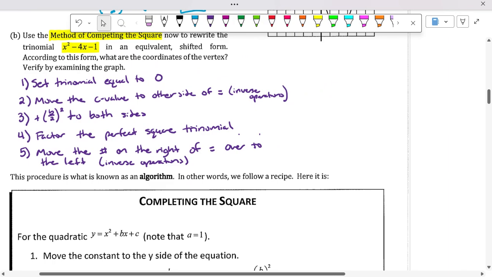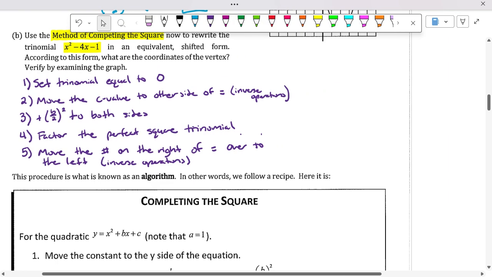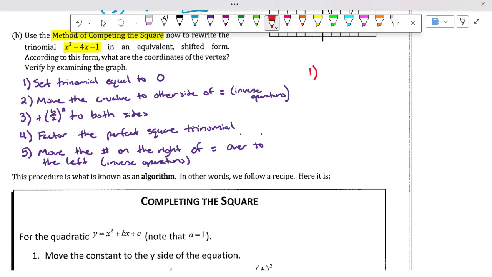So let's actually do those steps in order. So step 1, I want to set x squared minus 4x minus 1 equal to 0. Now I do that because when I move things to the other side, it just makes my life easier. So step 2 is to move my c value to the other side.